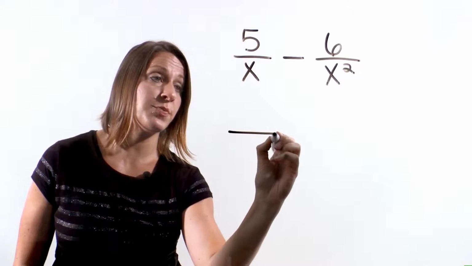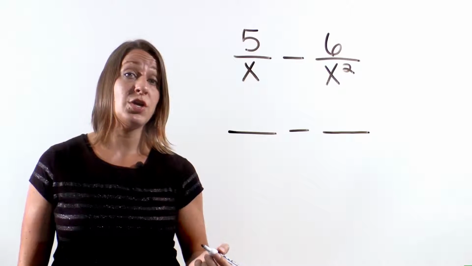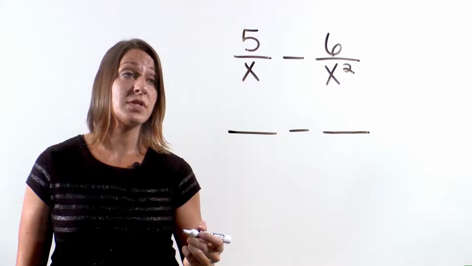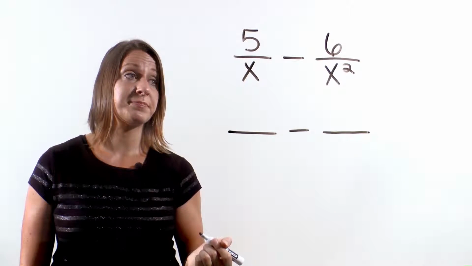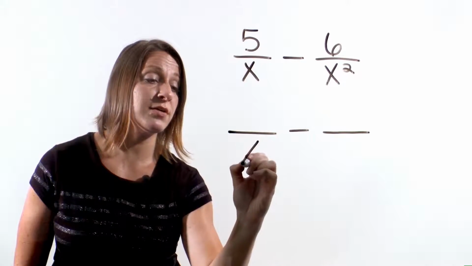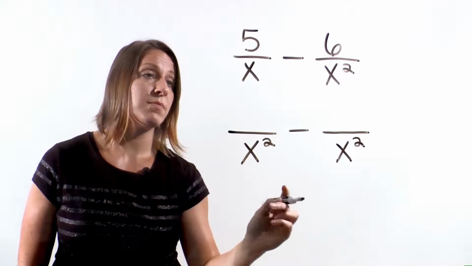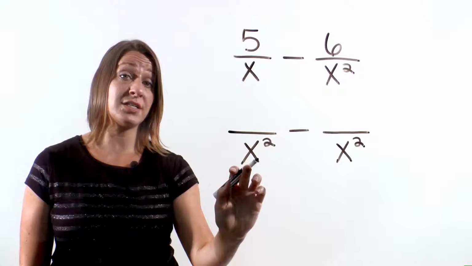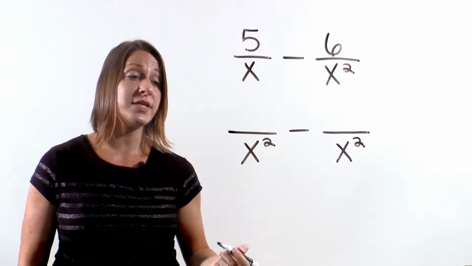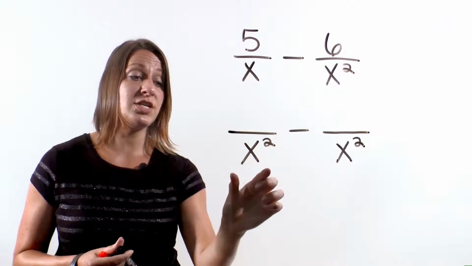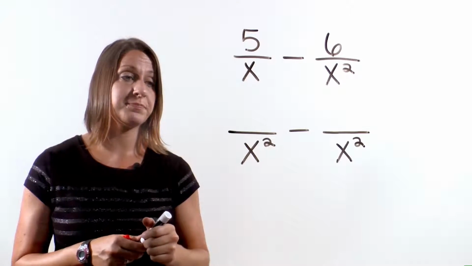So let's rewrite this problem with common denominators. We need to have one number that x divides into evenly and x squared. Our common denominator would be x squared because x goes into x squared x times and x squared goes into x squared one time. Since we've made changes to our denominator, we need to make the same change in our numerator.